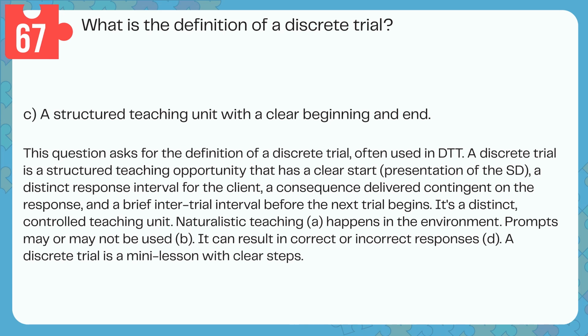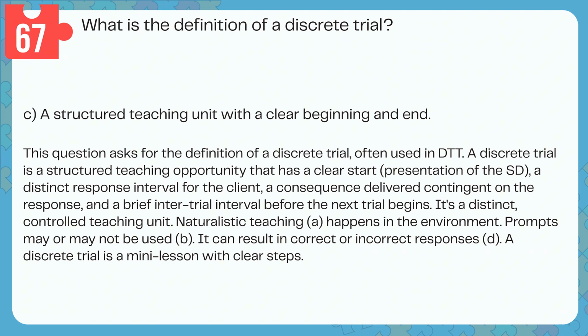Answer. C. A structured teaching unit with a clear beginning and end. This question asks for the definition of a discrete trial, often used in DTT. A discrete trial is a structured teaching opportunity that has a clear start, presentation of the SD, a distinct response interval for the client, a consequence delivered contingent on the response, and a brief inter-trial interval before the next trial begins. It's a distinct, controlled teaching unit.